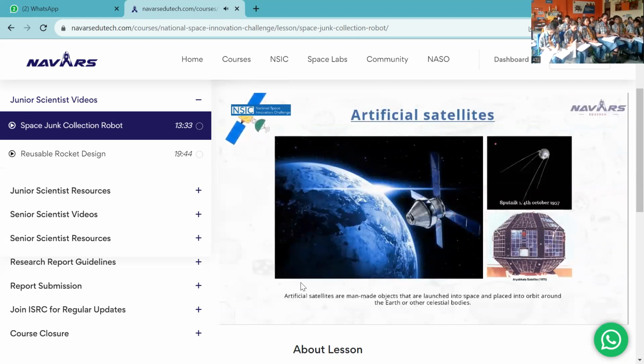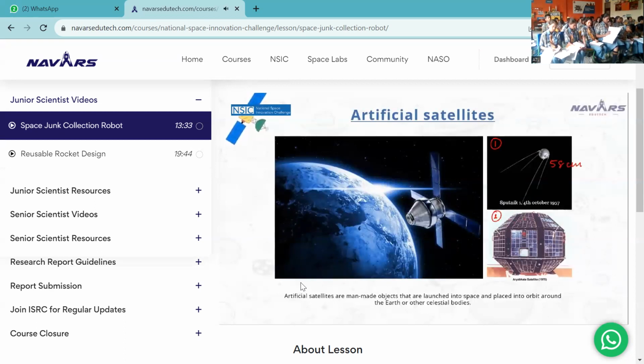Now, in this picture, you can see the first one, that is Sputnik 1. Sputnik 1 is the world's first artificial satellite. It was launched by the Soviet Union on October 4th, 1957. Sputnik was a small shiny sphere that measured only about 58 centimeters. That is the diameter.